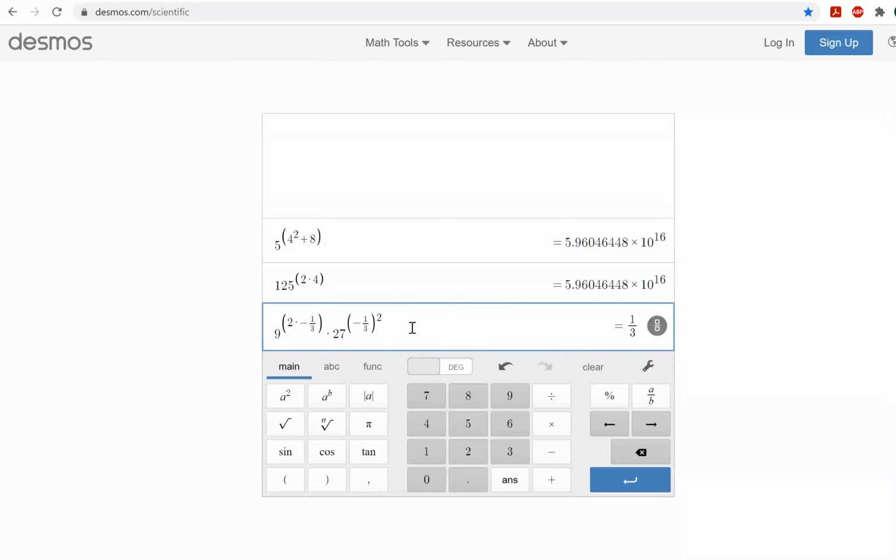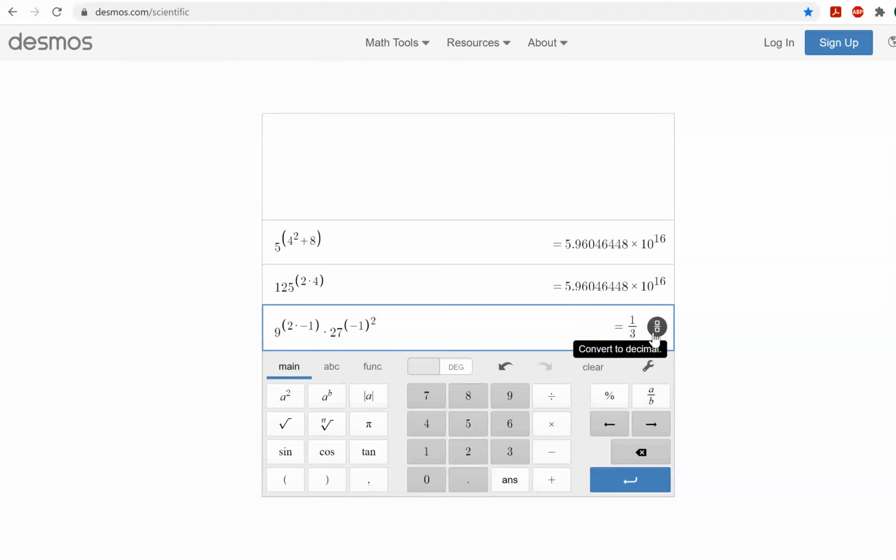And then let's change this to a negative 1. And we get our 1/3 again. So we can check our solutions and make sure that they work out.